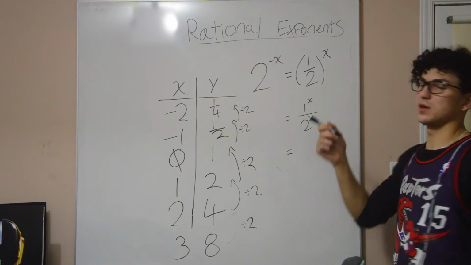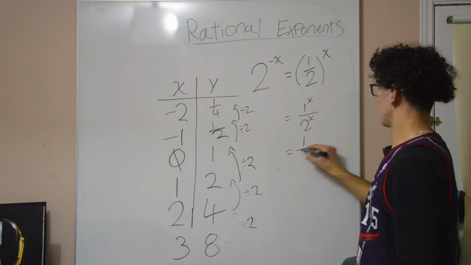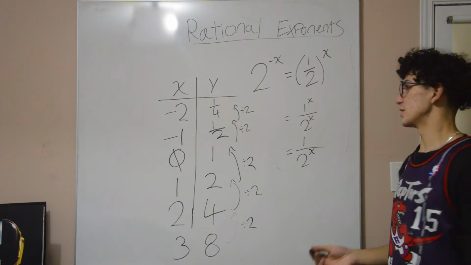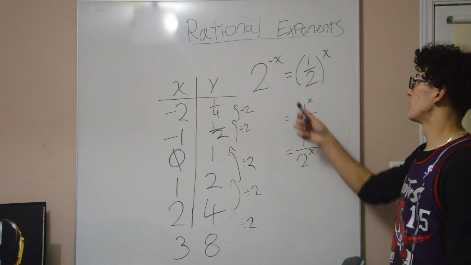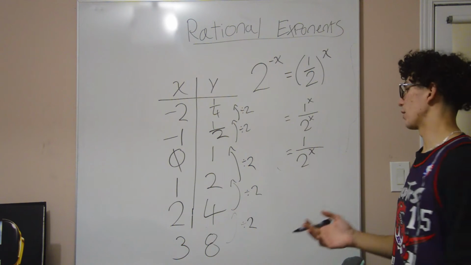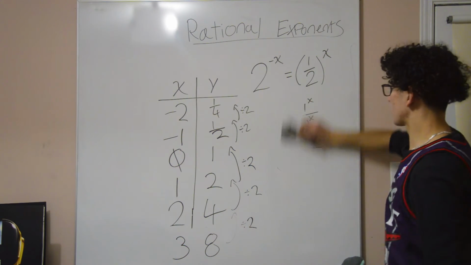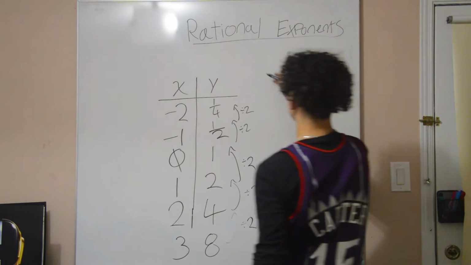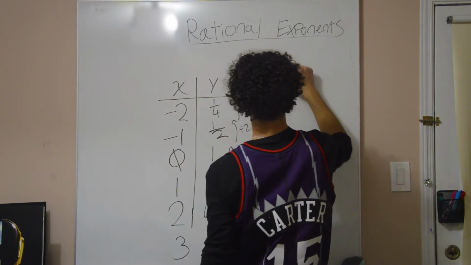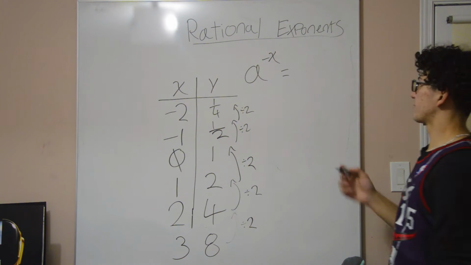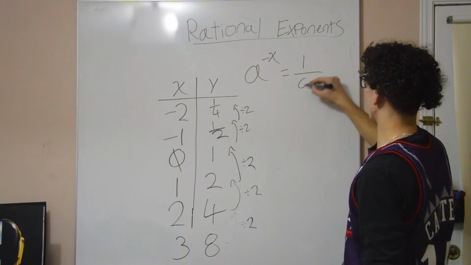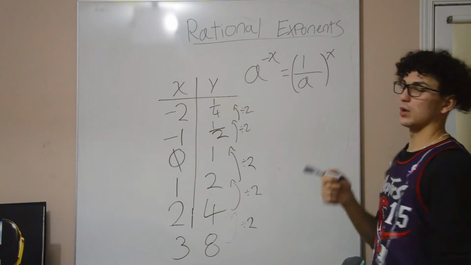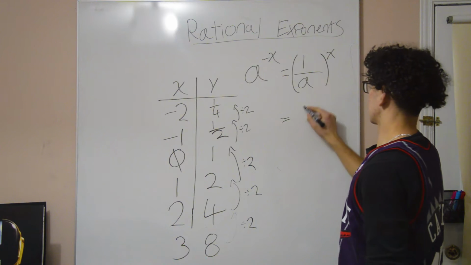And well, we know 1 to the power of anything is just 1, so it's 1 over 2 to the x, or whatever our base is. If we had a base of 5, it would be 1 over 5 to the power of x. And that's really it for negative exponents. That's all a negative exponent is. Whenever you see one, the only thing you have to do is put 1 over the whole thing and change the exponent from a negative to a positive. Just like that.